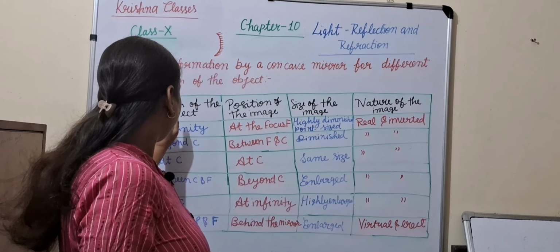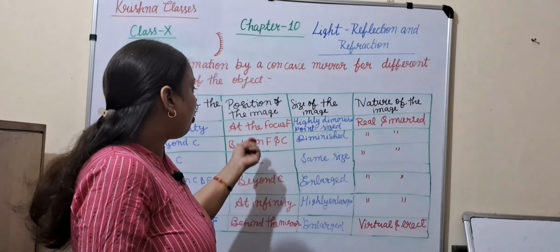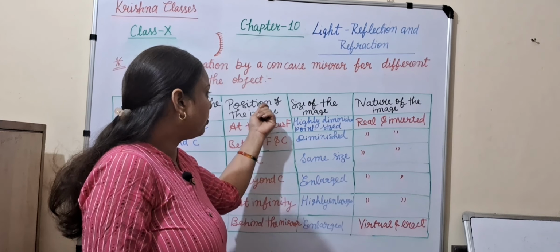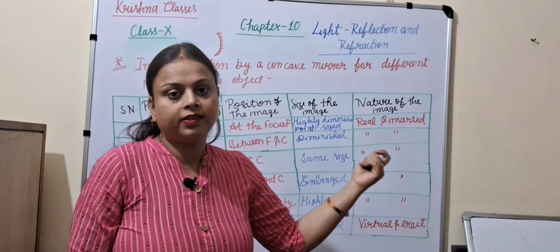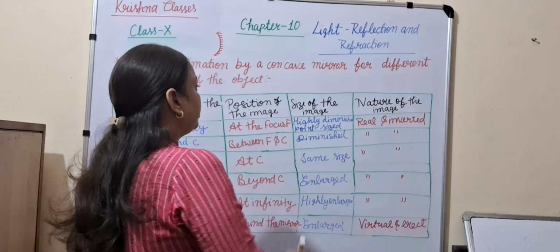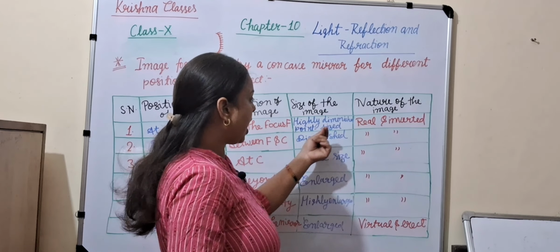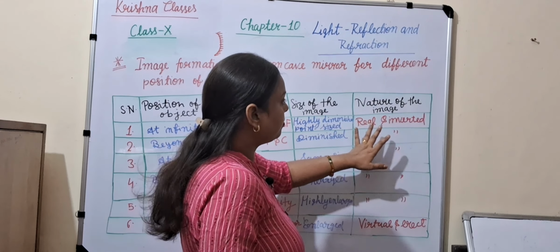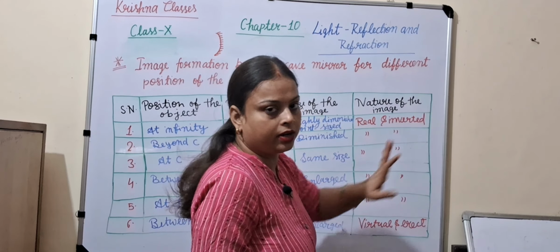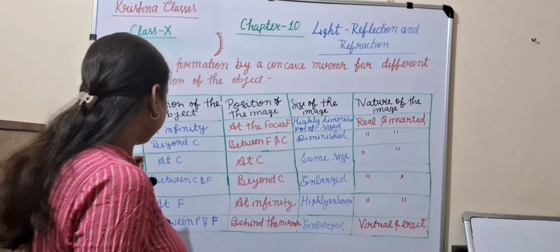So when the object is at infinity, at that time the image of the object is formed at the focus, capital F. Size of image is what? Highly diminished, point size. Okay, and nature of image is real and inverted. Now come to the next point.